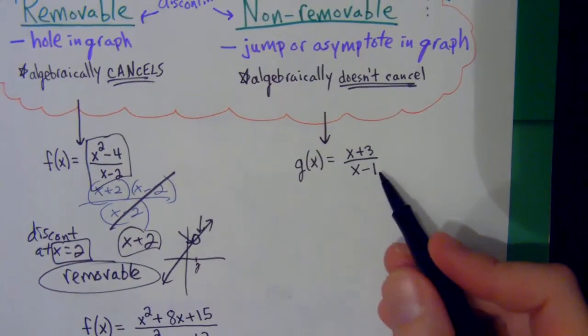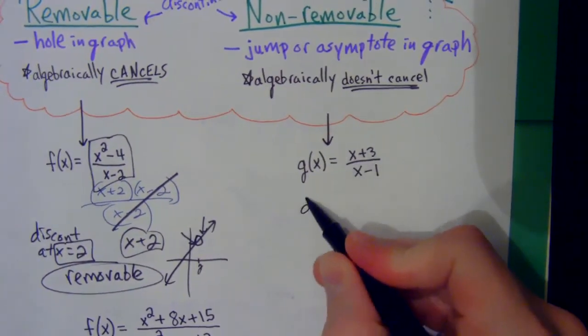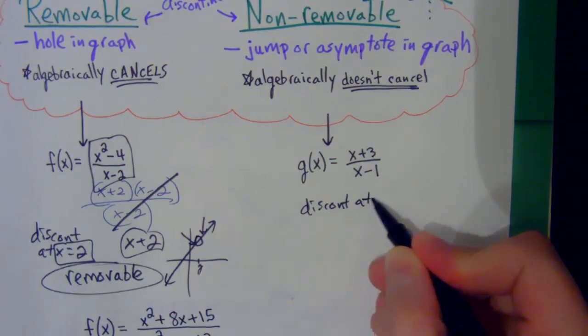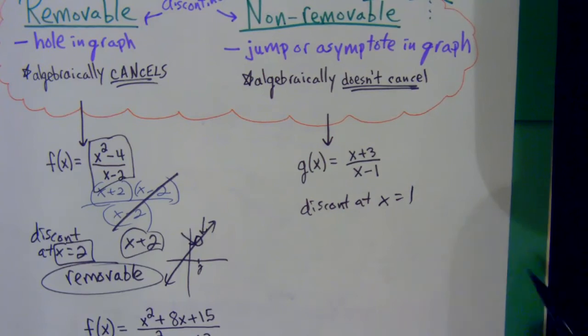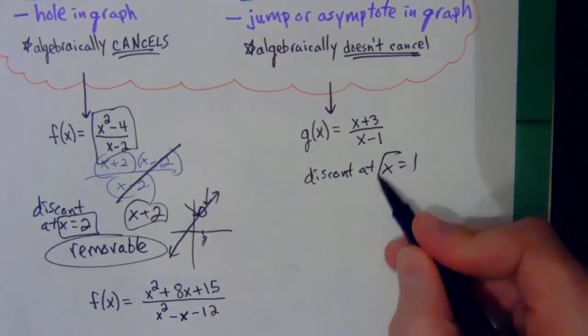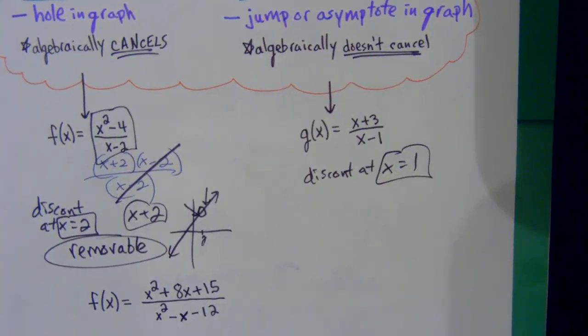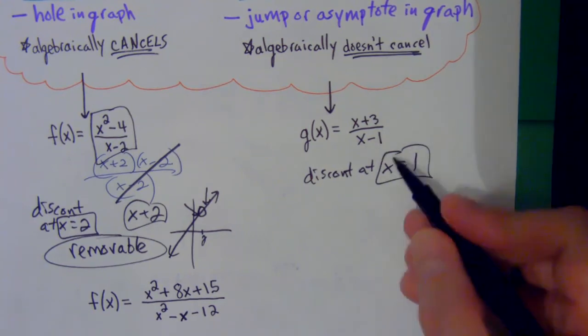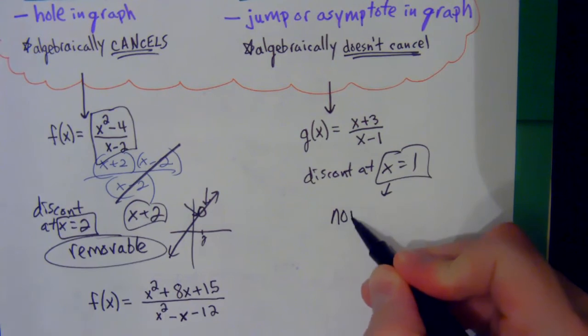Right here, if I ask where this is not continuous, you could say it is discontinuous. You always set the original denominator equal to 0. So that's discontinuous at x equals 1. And if I ask you to classify that as removable or non-removable, it doesn't cancel out. There's nothing I can do to get that x minus 1 to cancel out, which means it's non-removable.